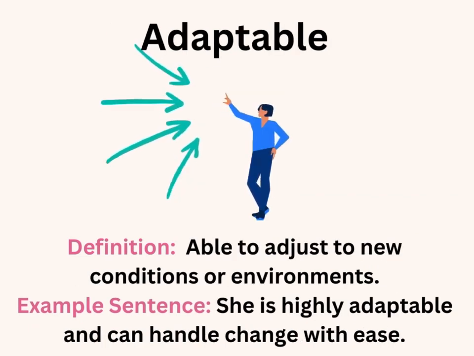Word: adaptable. Definition: able to adjust to new conditions or environments. Example sentence: she is highly adaptable and can handle change with ease.